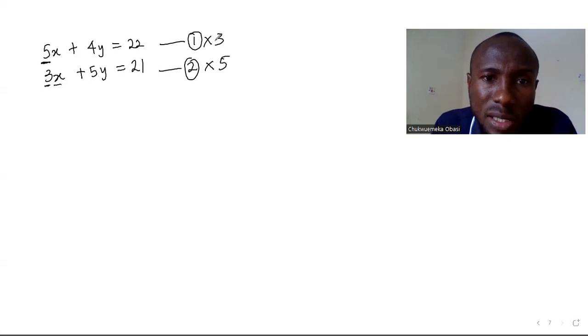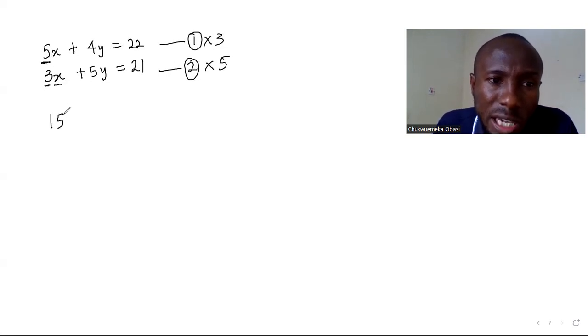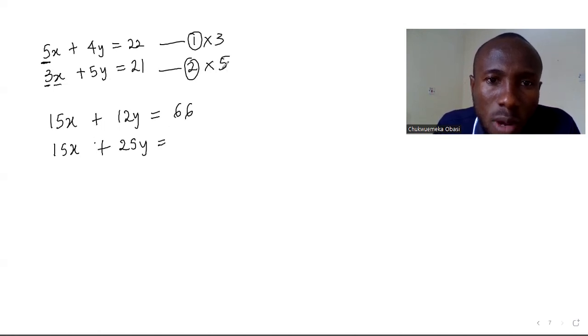So 5x times 3 will give me 15x. And 4y times 3 will give me 12y. 22 times 3 will give me 66. And here 3x times 5 will give me 15x, and 5y times 5 will give me 25y, and 21 times 5 will give me 105. Yes, so that is pretty much what we've gotten so far.